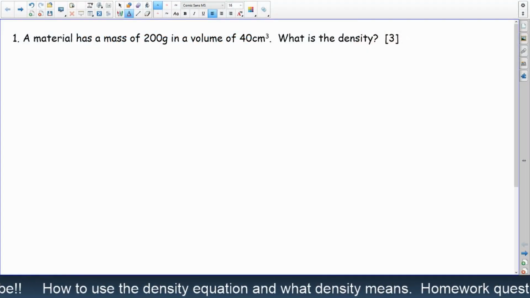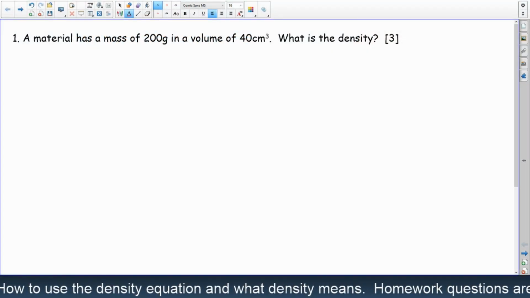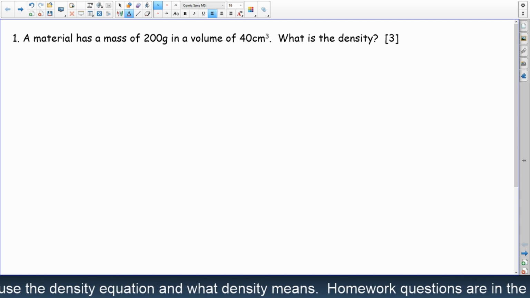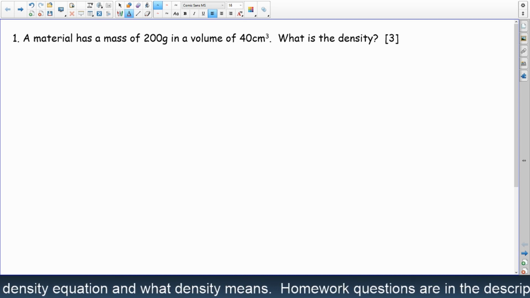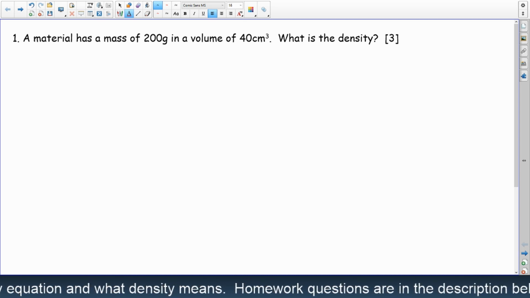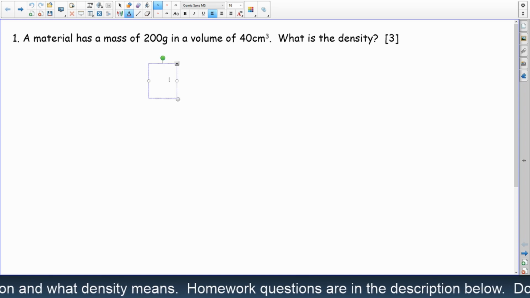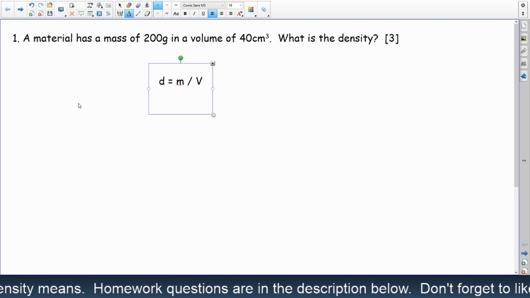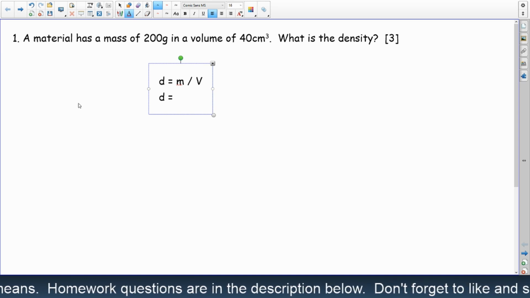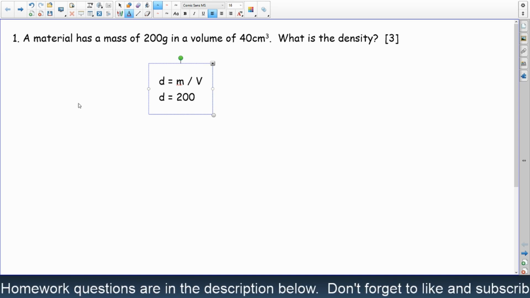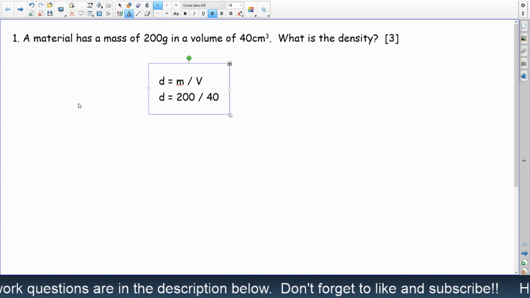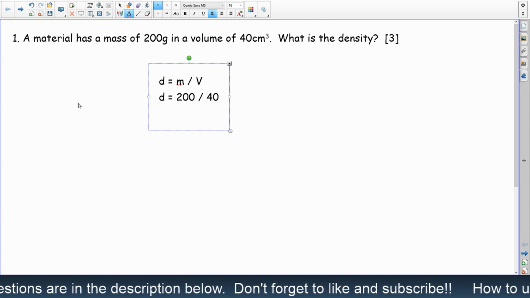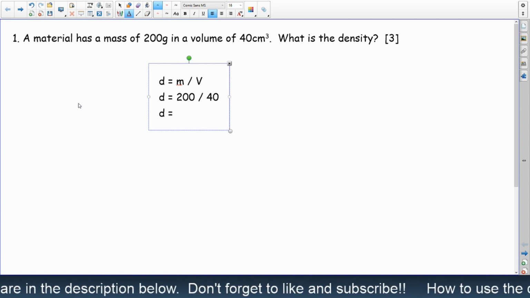Alright, so let's do some sample questions. In this question we have a material with a mass of 200 grams and a volume of 40 centimeters cubed. What is the density? And we're being awarded 3 marks for this. So we're looking for the density, so our equation is density equals mass divided by volume. We're finding the density, so we don't know that. The mass is 200 grams divided by the volume, which is 40 centimeters cubed. So my density equals 200 divided by 40.